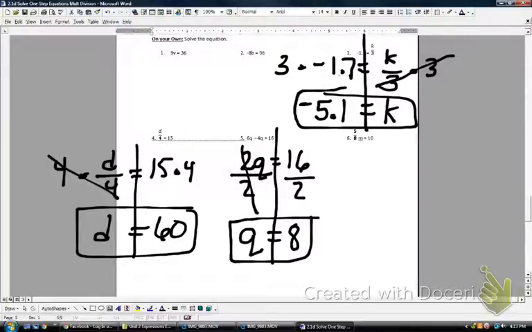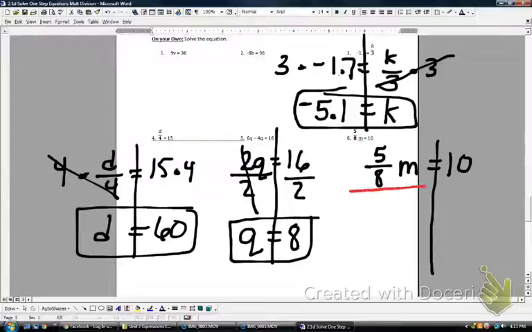Okay, then on the last one, I have 5/8 m equals 10. There are several ways that you can solve this problem. Since we're using calculators, I'm going to do it the way that makes the most sense to me. First of all, I'm going to separate my brothers and my sisters. Since I have multiplication, 5/8 times m, I'm going to undo that, and I'm going to use a different color because it gets kind of messy. To undo multiplication, I'm going to divide both sides by 5/8.